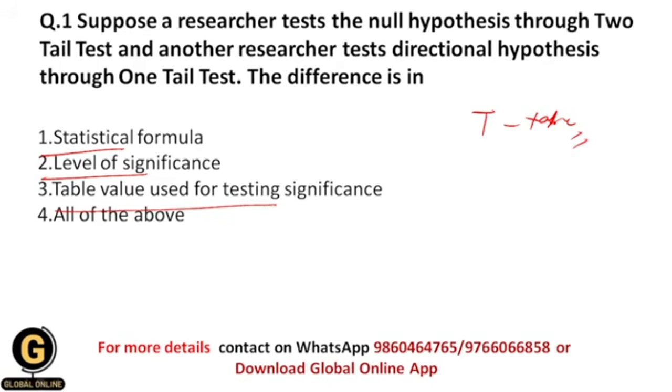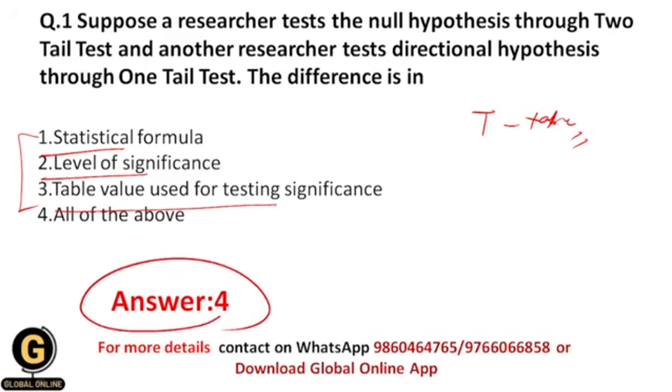And that's why the difference is in all of these aspects, and those are statistical formula, level of significance, table value used for testing significance. Okay, that's why your correct answer should be 4.